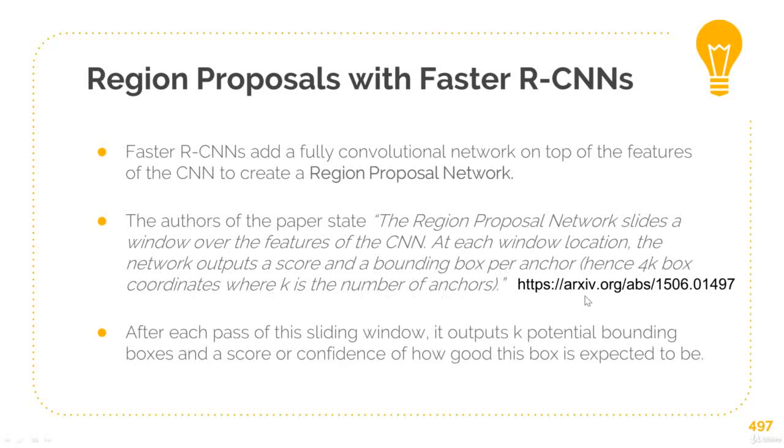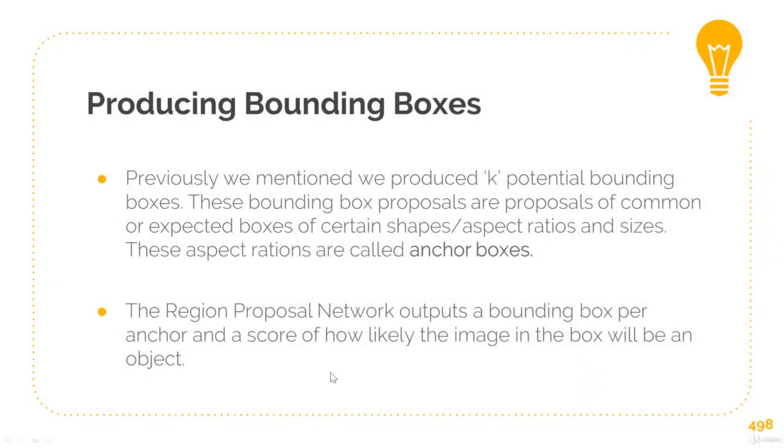I encourage you to read the paper if you want to get into more detail about Faster RCNNs. Anyway, back to this. After each pass of the sliding window, it outputs k potential bounding boxes and a confidence score of how good each box is expected to be. That's pretty cool and pretty complicated as well. So producing the bounding boxes now.